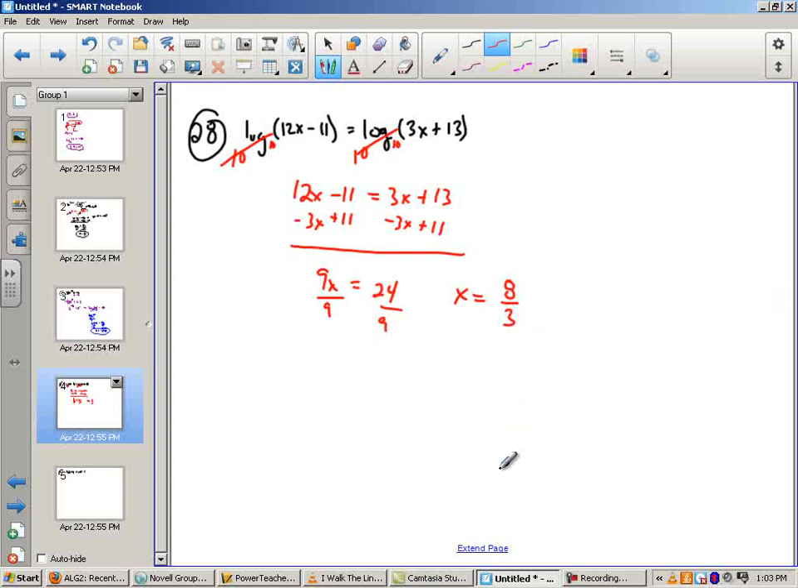Now it is important to always check to make sure that I do not get a negative or 0 in this parenthesis. If you try sometime, grab your calculator, try to take the log of a negative number. It will not work. And so I need to take this value and plug it in. I'm just going to check 8/3 is bigger than 1. If I multiply 12 by something bigger than 1, that's going to be bigger still. It ends up being 32 minus 11. That's positive. And this ends up being 24 plus 13. That's again positive. Not too concerned about it then. So this is an acceptable answer.